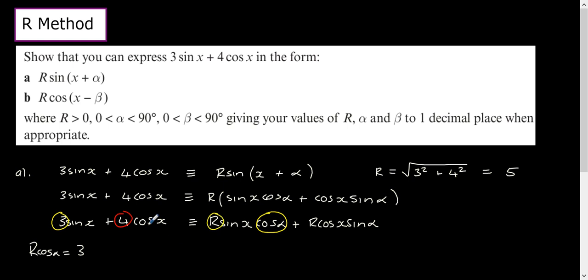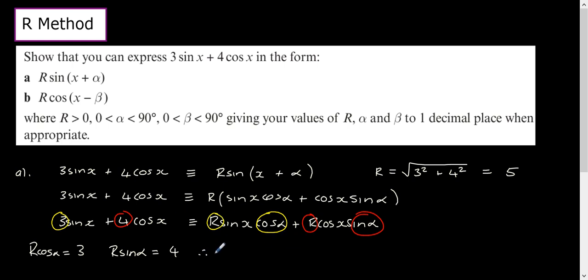Next, I'm going to do exactly the same thing for cos x. I'm going to look at the coefficient. I've got 4 cos x's over here on the left. How many cos x's do I have on the right? I've got r sine alpha. So r sine alpha is equal to 4. Has to be. These two sides are identical.